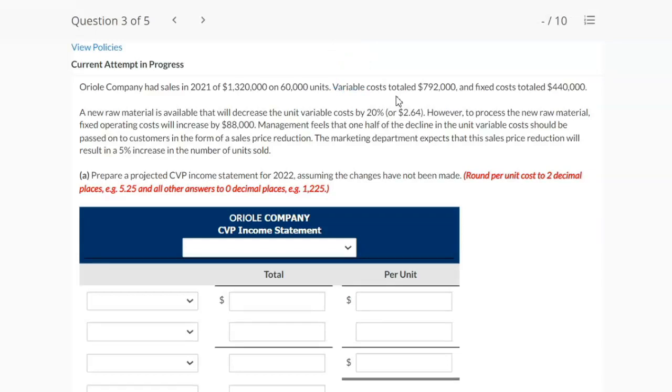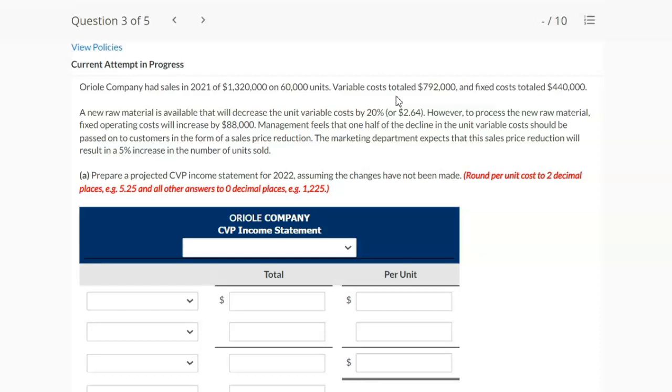Go ahead. So the company has sales in 2021 of $1,320,000 on 60,000 units. Variable costs totaled $792,000 and fixed costs totaled $440,000. A new raw material is available that will decrease the unit variable cost by 20% or $2.64. However, to process the new raw material, fixed operating cost will increase by $88,000.